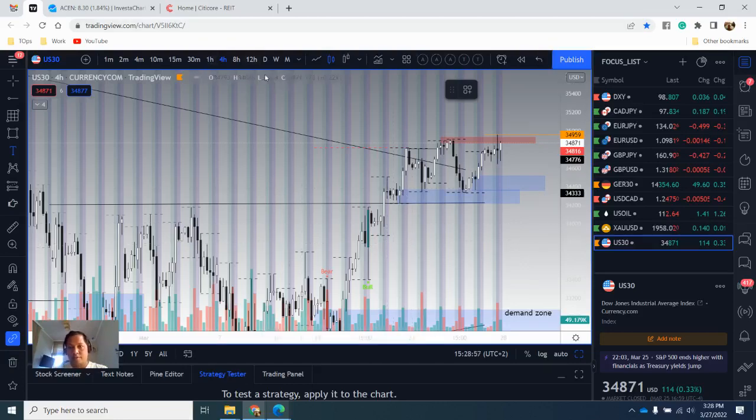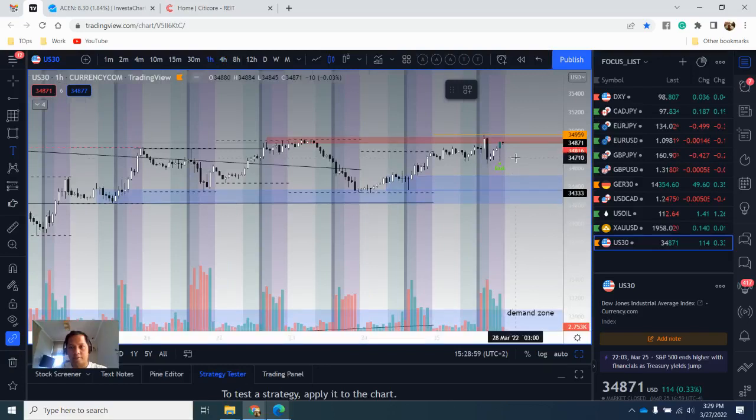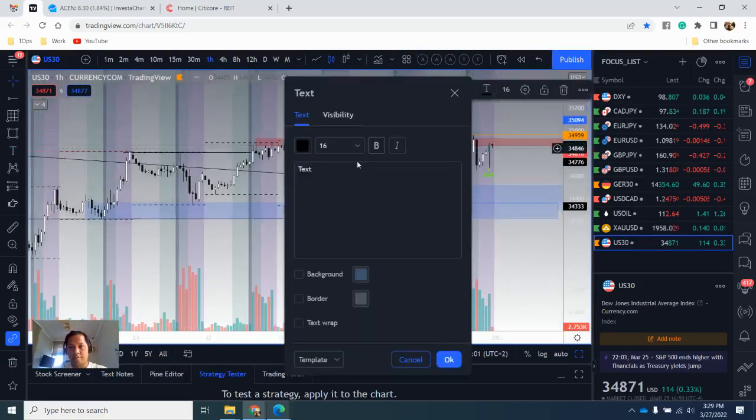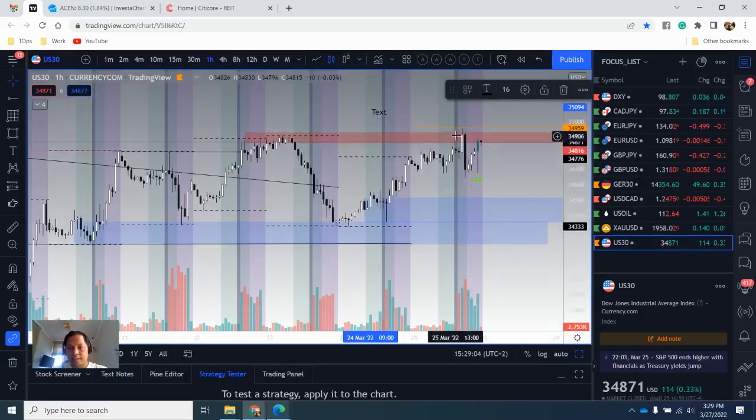Alright, so let's check the 1 hour. The 1 hour is indicating that there are still some really strong sellers in this area, the supply zone.